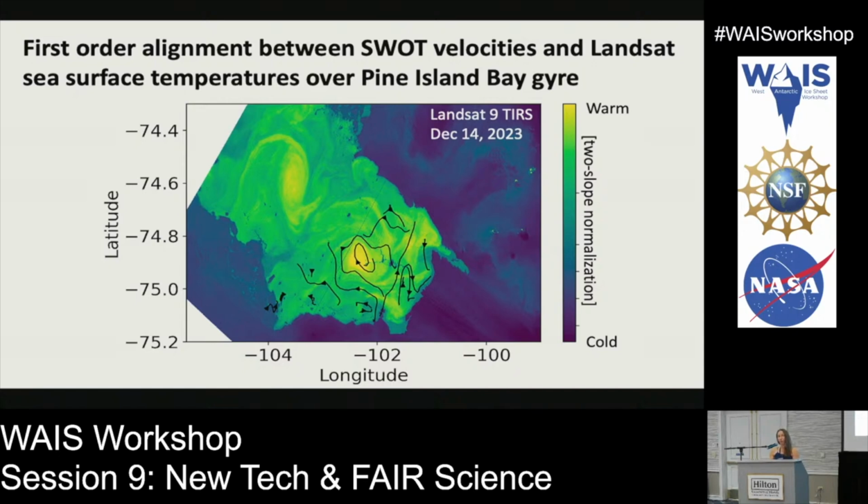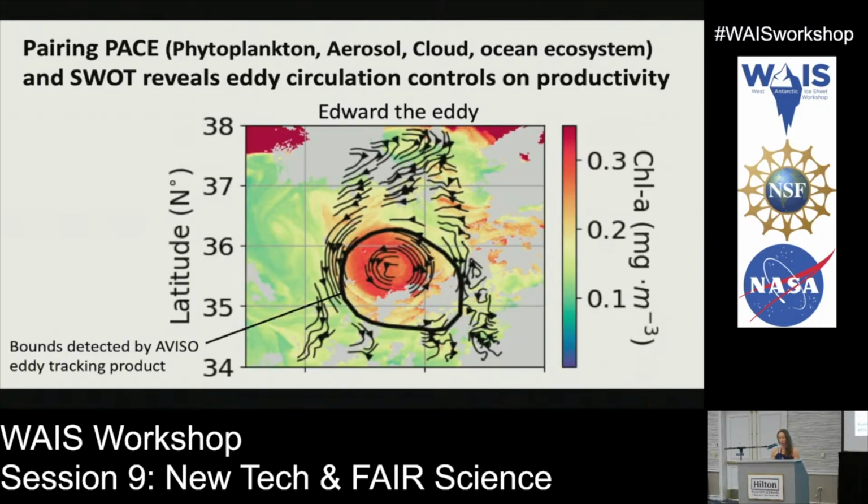This is what SWOT looks like on top of a Landsat thermal image. What's exciting about SWOT is it's measuring the ocean circulation, or the ocean features, right? And we can back out circulation. Around most of Antarctica, we don't know what the surface circulation is at all, let alone what the variability is. Imagine what we can do now when we can get near daily observations of surface circulation. And this is pairing it with thermal data to show how those two correspond and can tell us more about circulation. We can also pair it with PACE, which is the Phytoplankton, Aerosol, Cloud and Ocean Ecosystem satellite data.